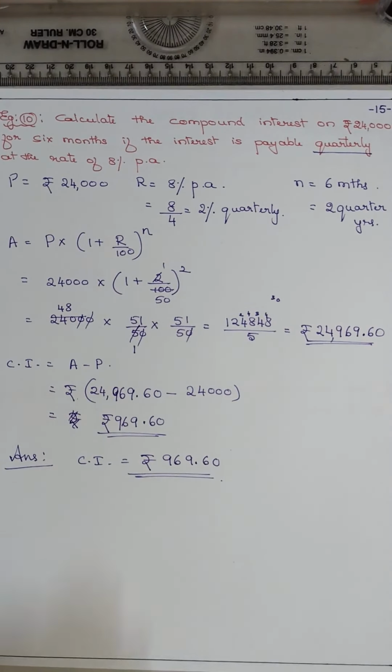Hope you are confident till here. We have done up to example 10. So this is to find out the amount or the compound interest for yearly, half yearly, quarterly.